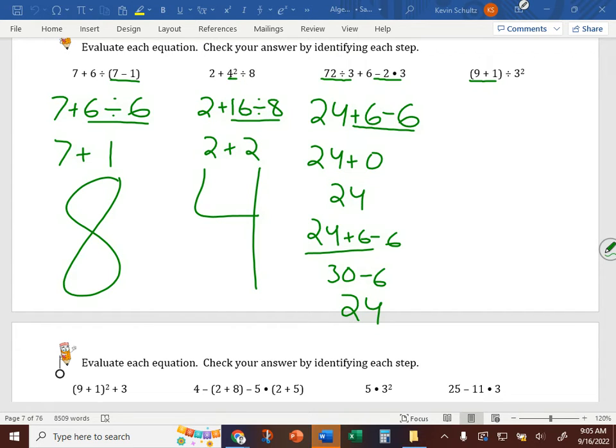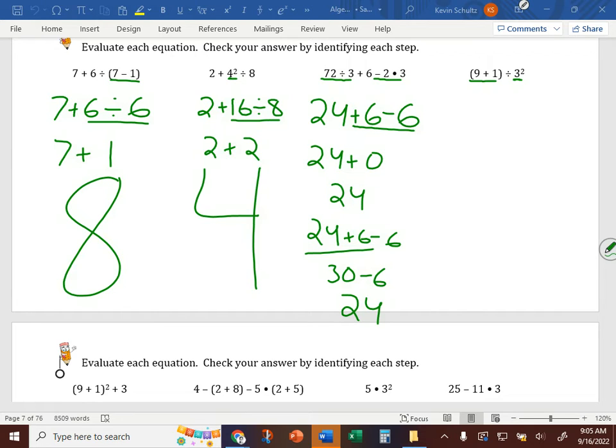Why? Why can we do these two operations, even though they're not in the same family? I mean, parentheses isn't an operation anyway, but why can we do them together, Cole? They're not right next to each other. That's kind of what the key is here. What are they separated by? What's in between the 9 plus 1 and the 3 squared?